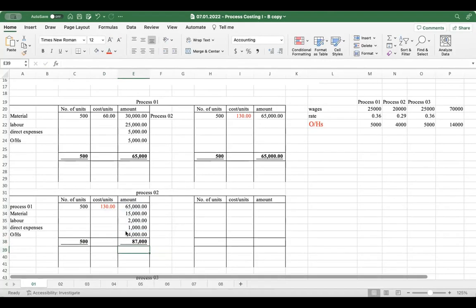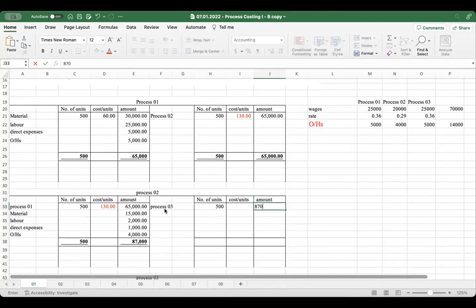That will be 87,000. Shall we take this amount to process 3 then? 500 units, we are taking 87,000. Now up to this, is it clear?